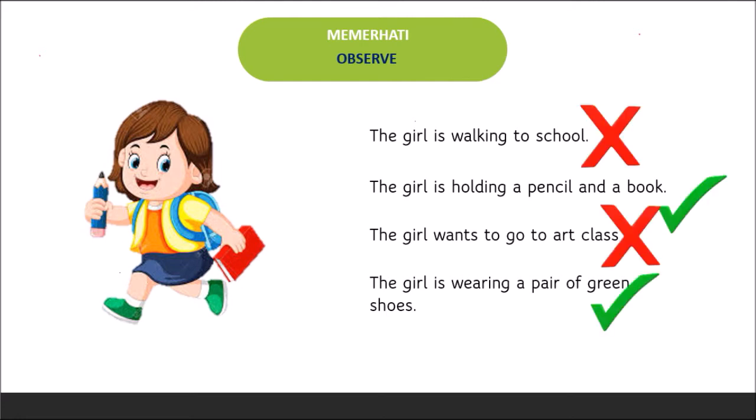Well, this is the answer. The girl is walking to school. No, it is incorrect because we cannot use our senses to see. We cannot see where the destination of the girl is. The girl is holding a pencil and a book. Can you see the pencil and the book that she is holding? Yes, so it's the correct answer.